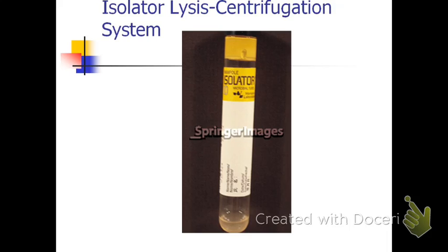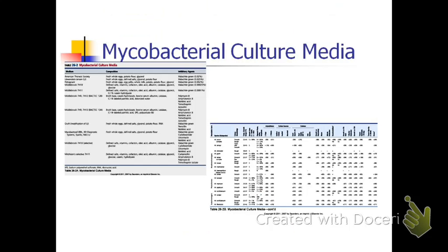So this one is the isolator lysis centrifugation system. The reason why we call it the isolator lysis is because the sputum sample, or any sample, is placed here, and then we centrifuge the specimen so that we'll be able to isolate the wanted organisms. Then that would be cultivated in another primary culture medium. Okay, so to know more about this, you may refer to table 26-2 of your book.